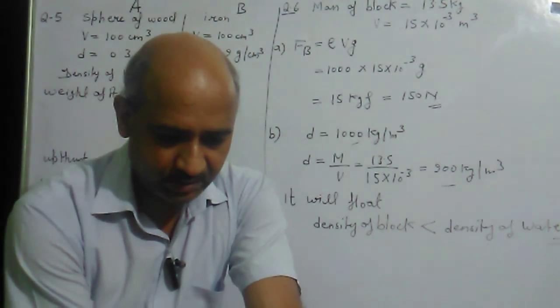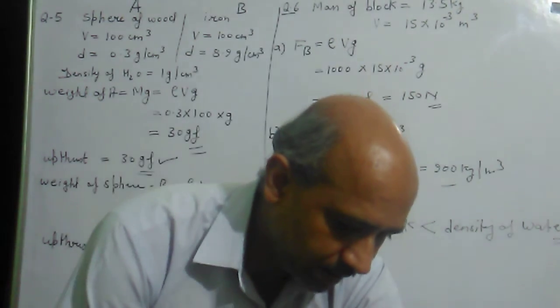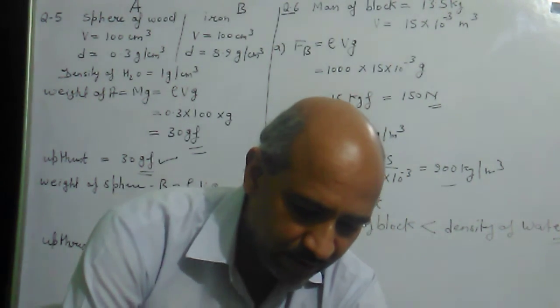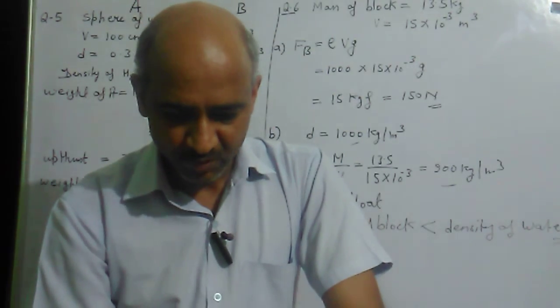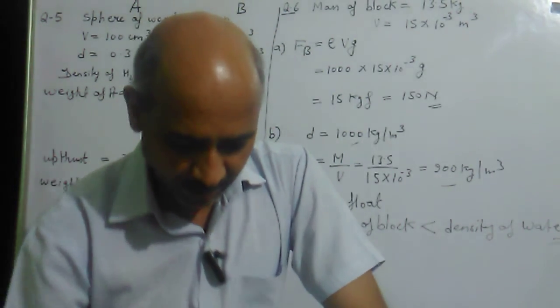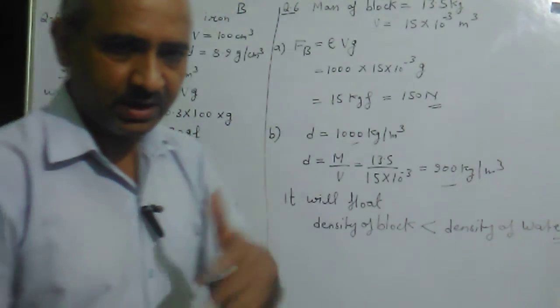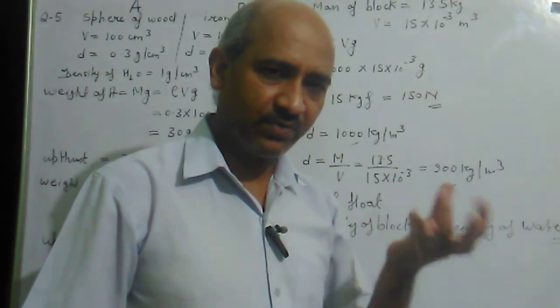Now let us check the C part. In the C part, he is asking us what will be the upthrust on the block while floating. Take the density of the water 1000 kg. Now he is asking us the upthrust. We know the formula for calculating the upthrust. The upthrust will be equal to mg. That means it is equal to the weight. Okay, it is floating, it is freely floating.